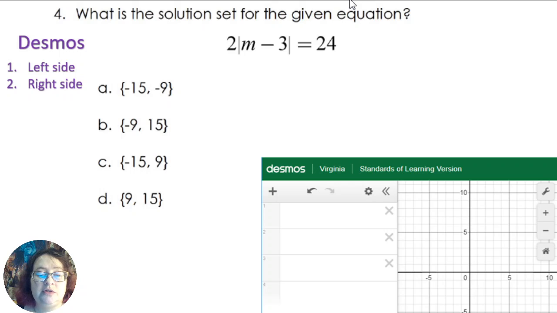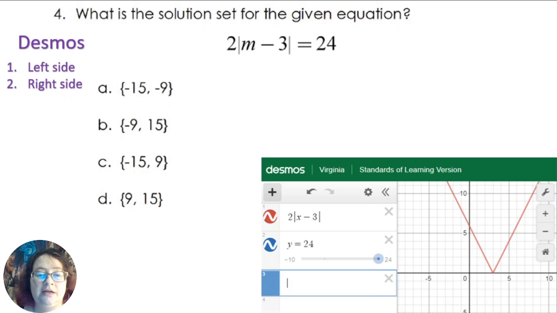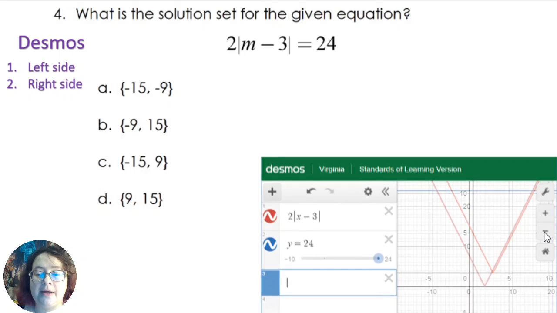So in Desmos, the first box will be 2 times the absolute value of x minus 3. And I'll put y equals 24 in the second box. So when I look here, I don't see an intersection yet. So I need to zoom out. I'm going to click the zoom out button.